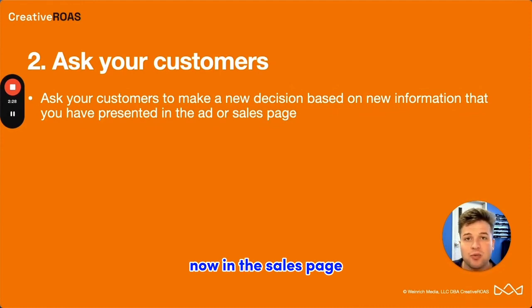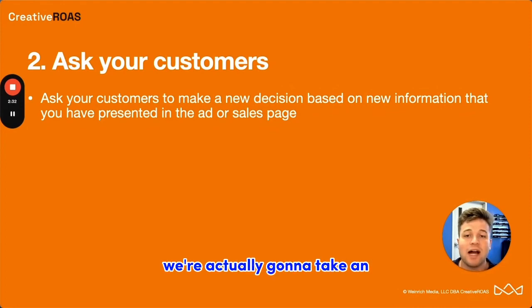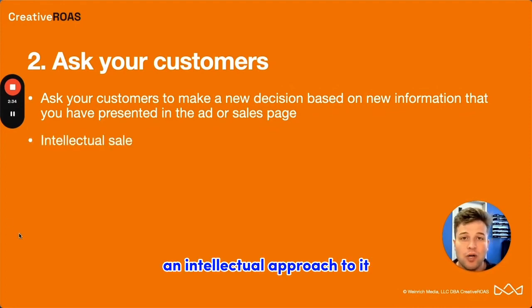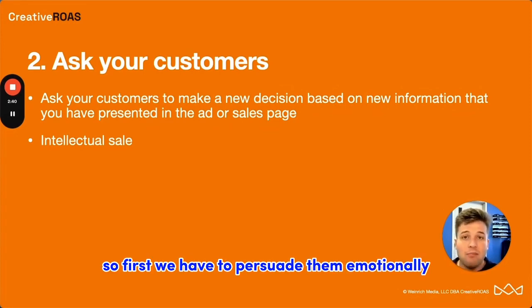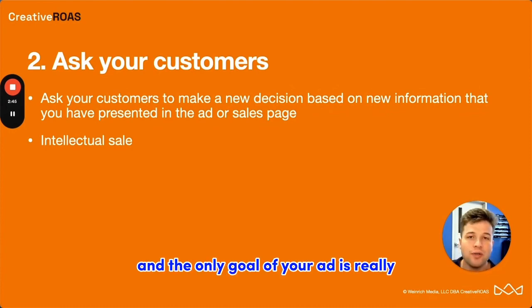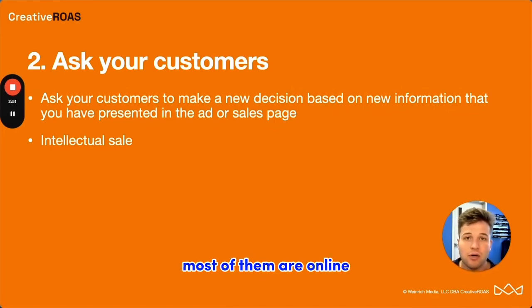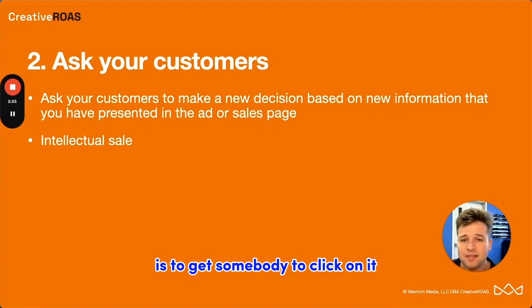Now in the sales page, we're going to use that momentum that we've created from the ad, and we're actually going to take an intellectual approach to it and actually persuade them to buy using that intellectual side. So first we have to sway them emotionally, and then we have to persuade them intellectually. And the only goal of your ad is really to get somebody to click on it, or call you, or cut out a coupon, wherever you run ads. I'm assuming most of them are online. And if they are online, the only goal is to get somebody to click on it.